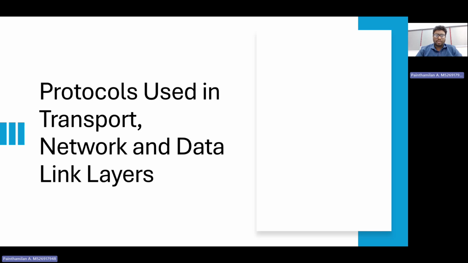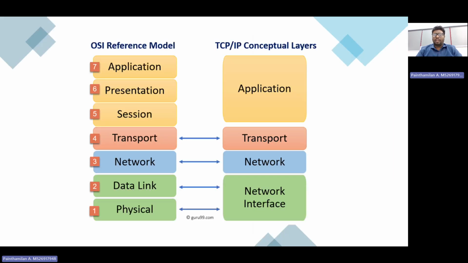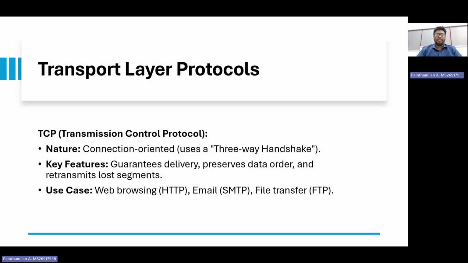We use some protocols in TCP/IP. That means transport, network, and data link layers. Okay, we avoid the application layers. I think it's almost the same, but here in the transport, network, and network interface layers, we are using some protocols. Okay. Right. The first one is we are going with the transport layer protocols.